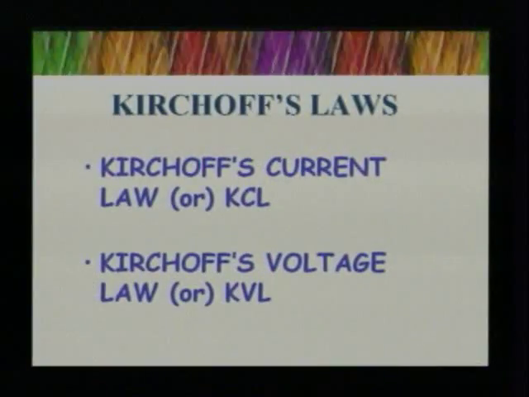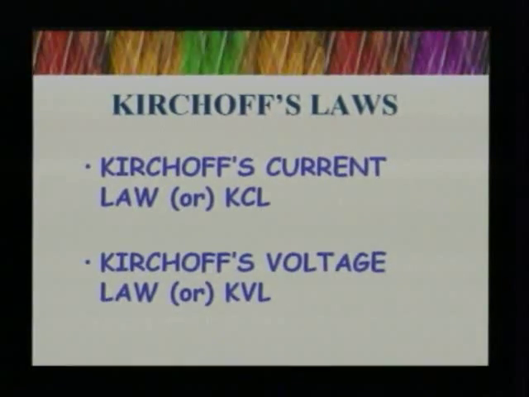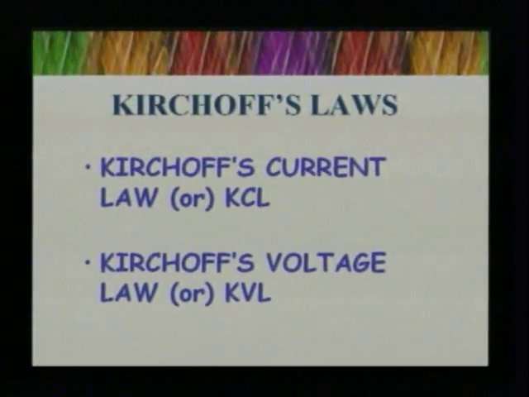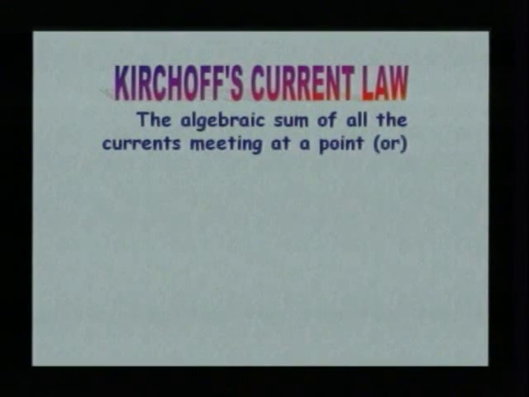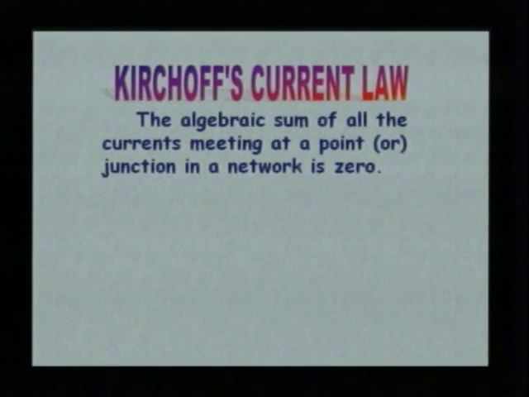This law relates to the current at the junction point of a circuit. We know that at a junction currents enter in from one line and leave into another line. It is just like traffic at a crossroads. Let us see first of all what is Kirchhoff's current law. What does it state? The algebraic sum of all the currents meeting at a point or junction in a network is 0.